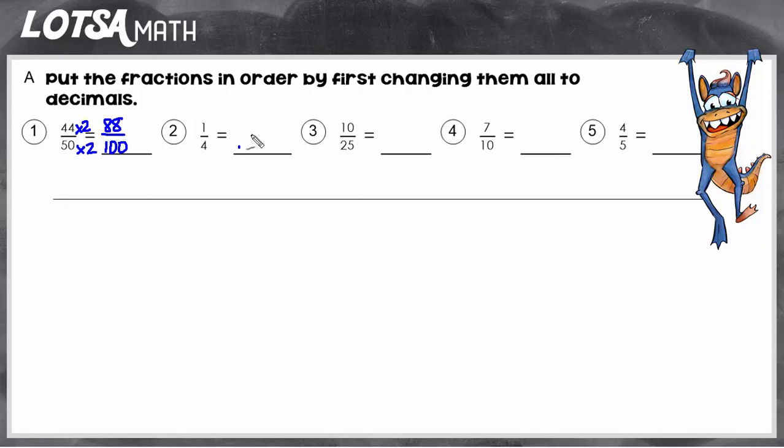I know 1/4 is 25 hundredths, but I'm not sure about this one. So I'm going to change 25 into hundredths by multiplying by 4. And what you do on the bottom, got to do on the top. So that would be 40 hundredths.